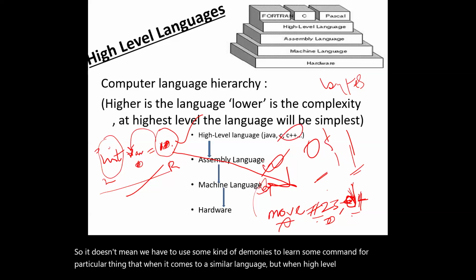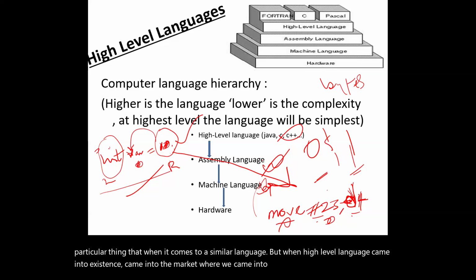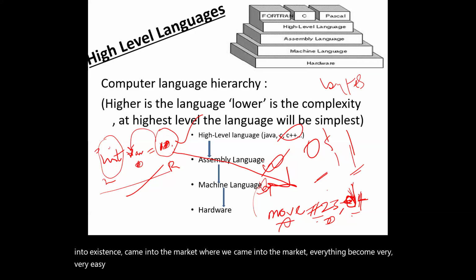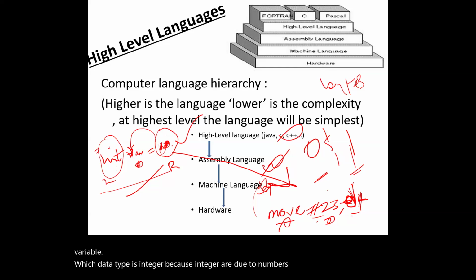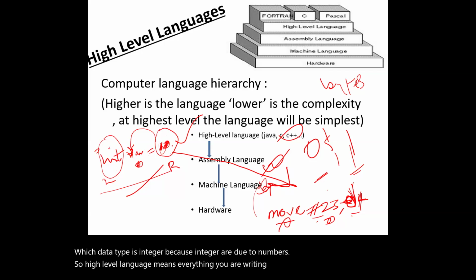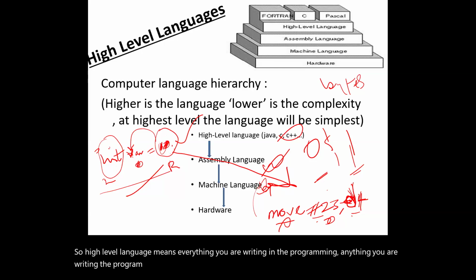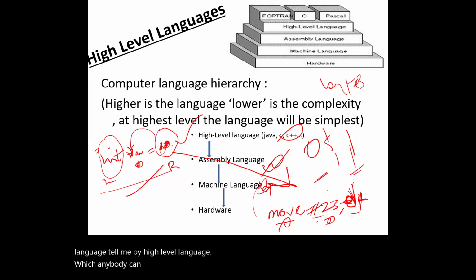But when high-level language came into the market, everything became very, very easy. Like the same thing, move #23, D4 can be written as int var = 10. We are storing this value into this variable var, whose data type is integer, because integers are for numbers. High-level language means anything you write in the program is written using simple English-like language, which you and I can read.